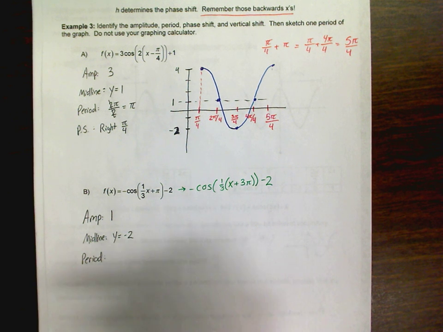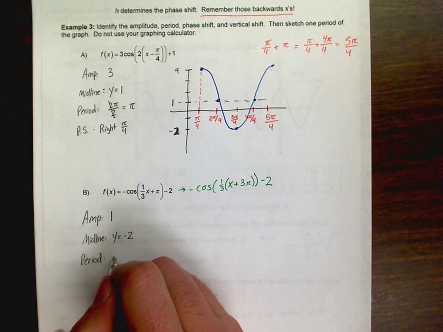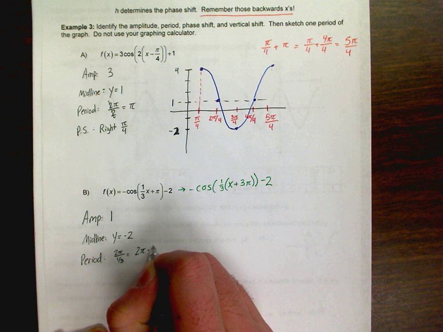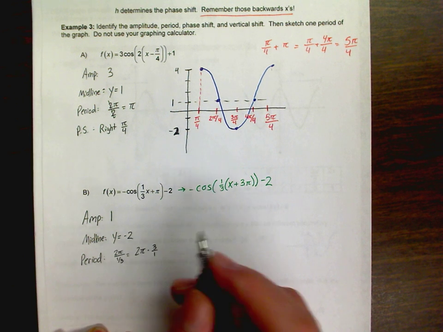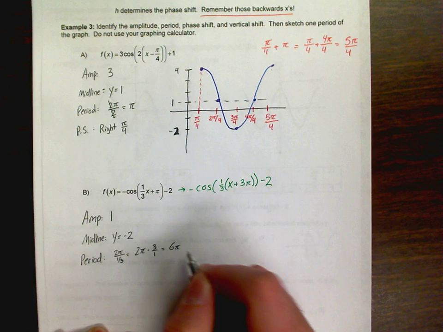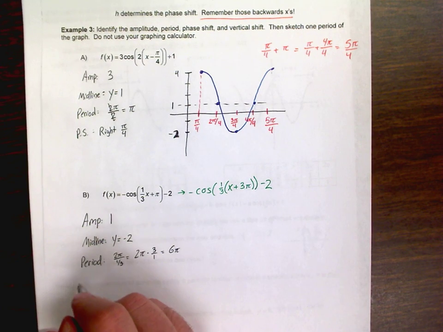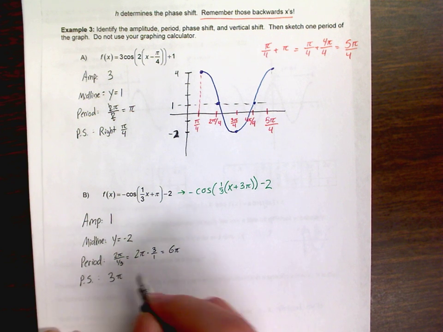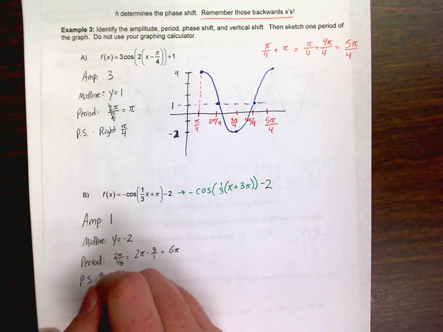So I'll take that. So let's do 2 pi divided by 1/3. Same thing as 2 pi times 3 over 1. So I get 6 pi. My phase shift now, that we already identified, was 3 pi. Oops, it's plus, so I need a left 3 pi. And there is a reflection, so I want to make mention of that.